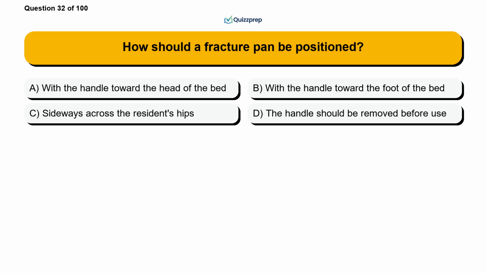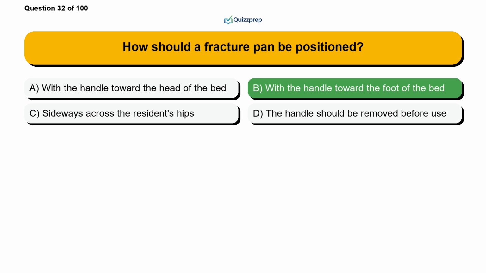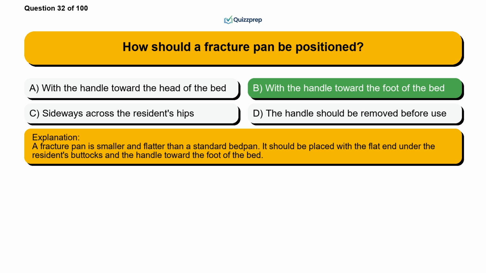Question 32. How should a fracture pan be positioned? Option A, with the handle toward the head of the bed. Option B, with the handle toward the foot of the bed. Option C, sideways across the resident's hips. Option D, the handle should be removed before use. The correct answer is Option B, with the handle toward the foot of the bed. A fracture pan is smaller and flatter than a standard bed pan.